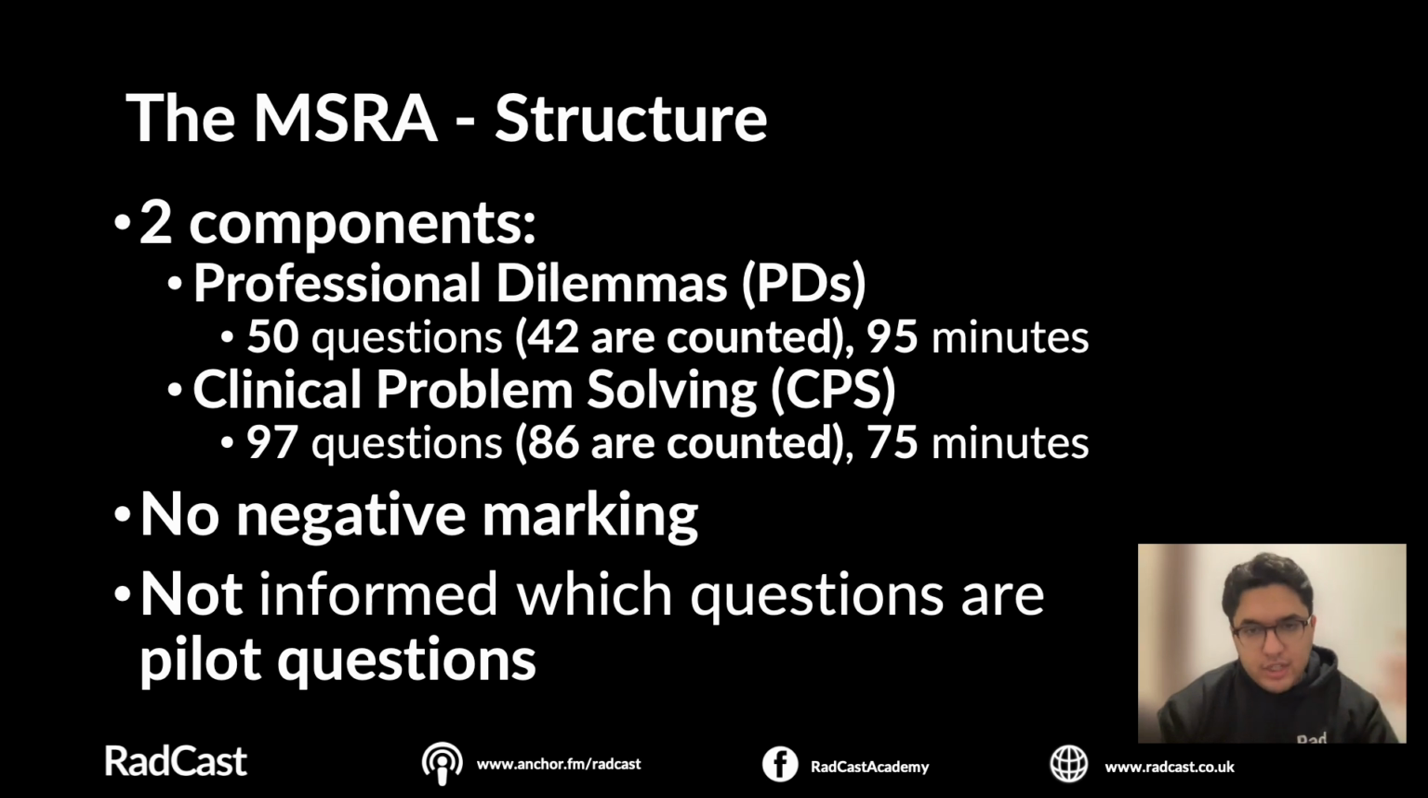So often candidates really struggle with the professional dilemmas, and often it's because of this entire section that candidates hate the MSRA overall. If it was just the clinical problem solving, I don't think the MSRA would get the hate that it does, but it's because of the ethical questions as well that it gets a lot of bad press. But once again, it's the game you're playing. It's part of the application process. You just need to figure out a strategy to help you maximize your MSRA score.